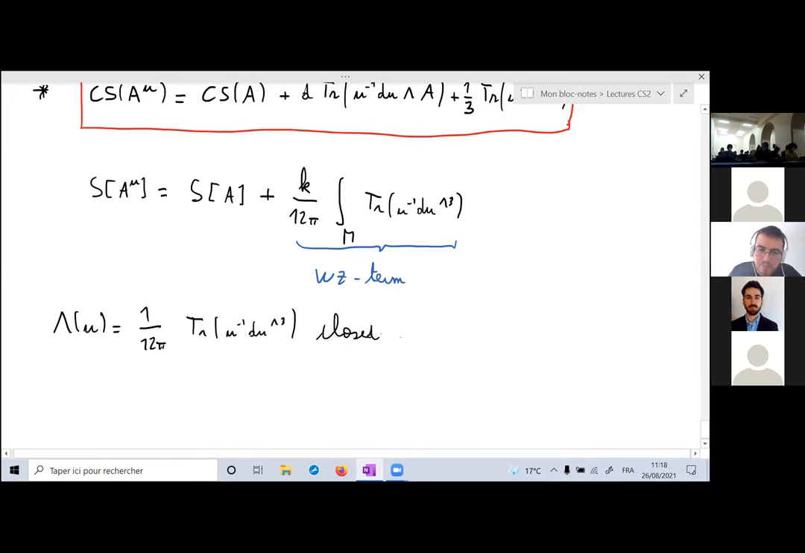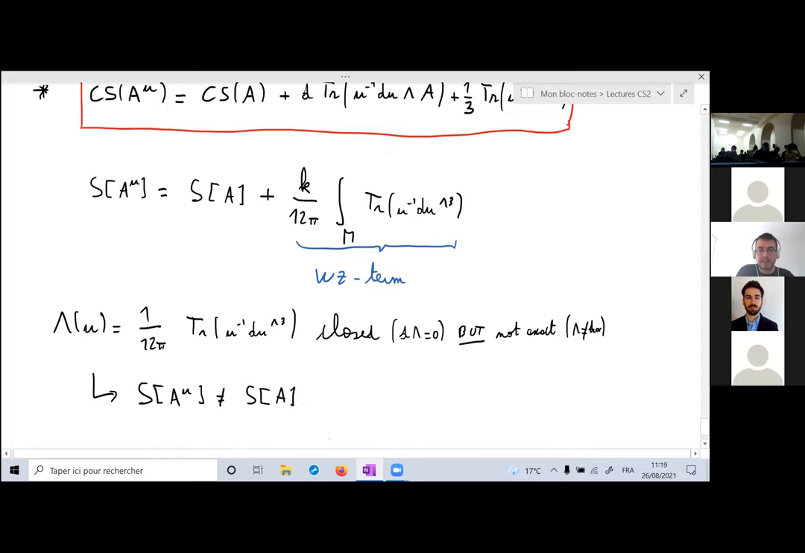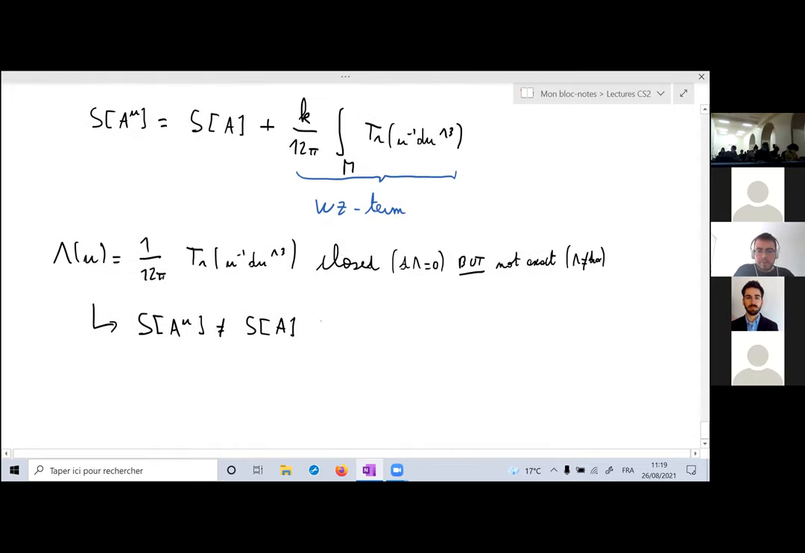In particular, it's closed, meaning that d lambda equals zero, but it's not exact. Being exact would mean that lambda would be the derivative of something, some d alpha, but it's not exact. So it's not the derivative of something, meaning that it's not a boundary term; I can't just say that it's a boundary. So in the end, what we find is that the action is not, strictly speaking, invariant: S of A^U is different from S of A, because there is this additional term. But the fact that the additional term is closed has the effect that the equations of motion stay the same.